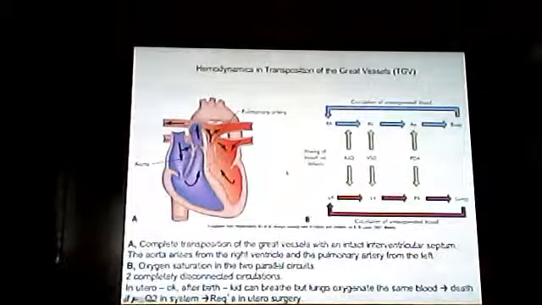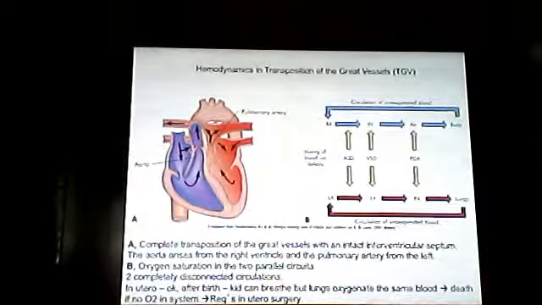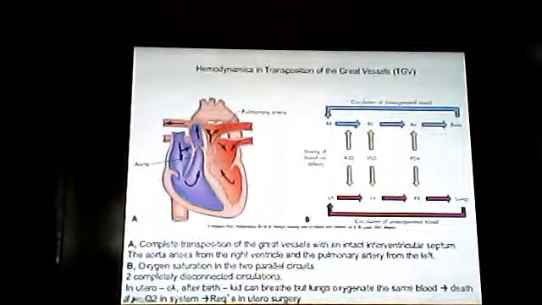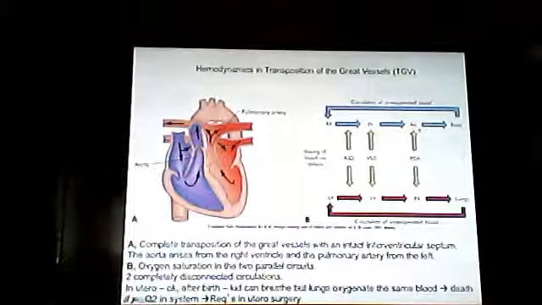This one is called the transposition of great vessels. What happens is the left and right sides kind of reverse their normal circulation. So it's like the right side feeds the aorta, which feeds the rest of the body, but the right side has unoxygenated blood to begin with. So then you're circulating unoxygenated blood.